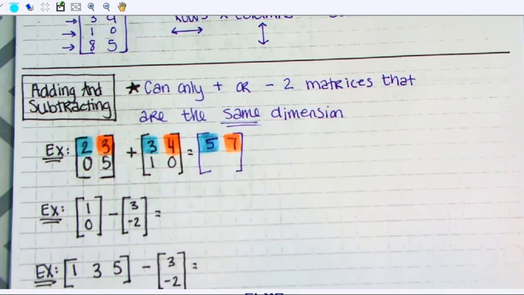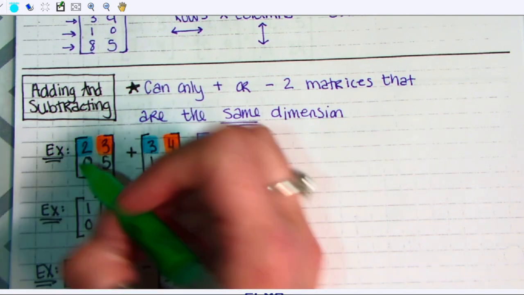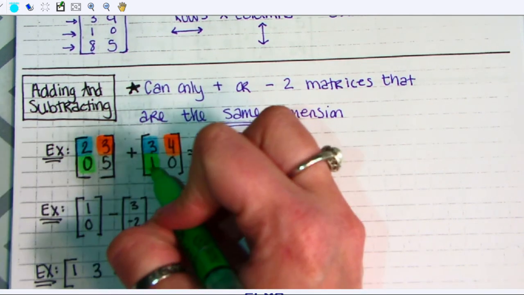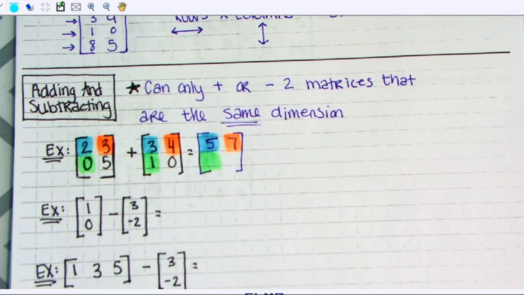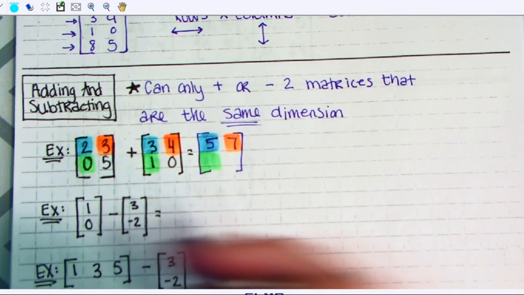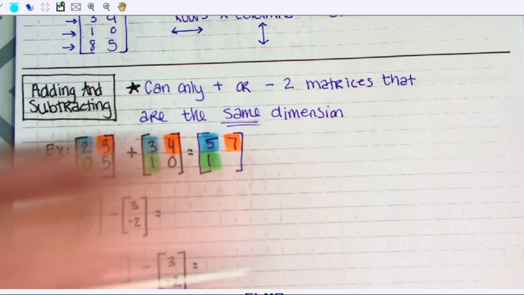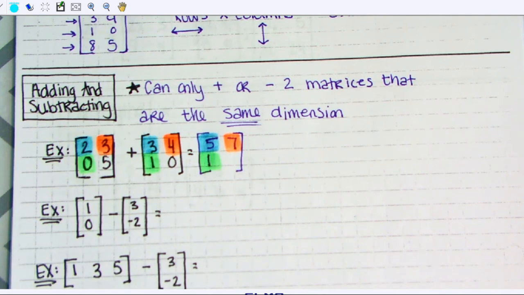Your outcome matrix, the answer that you get, should be the exact same dimension as the one you started with. If I got a 2 by 2 matrix, my answer needs to be a 2 by 2. So it's all about the location of the numbers. So bottom left, bottom left. My answer for 0 plus 1 is 1, and it goes in the bottom left. It's all about location.